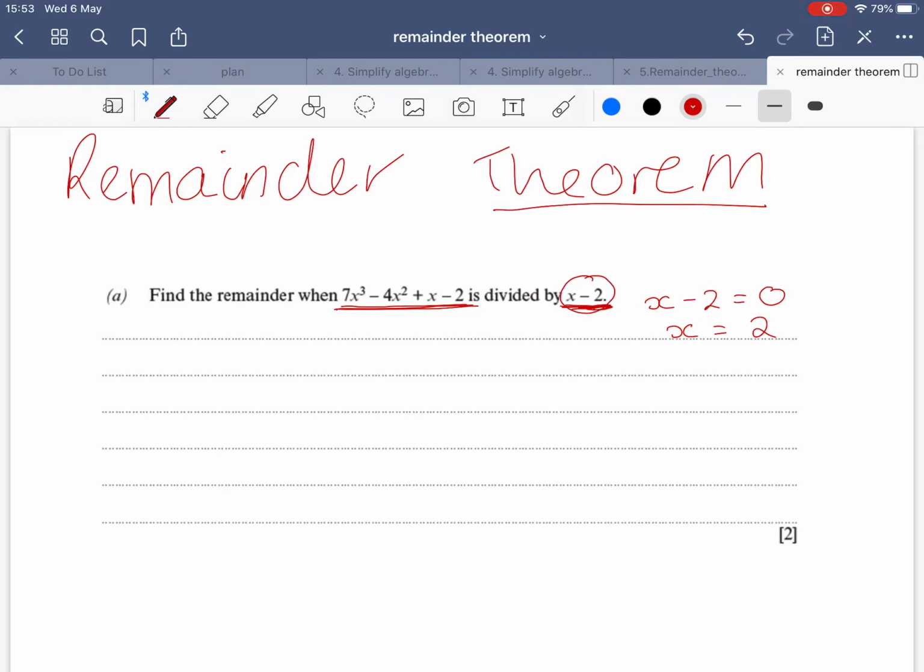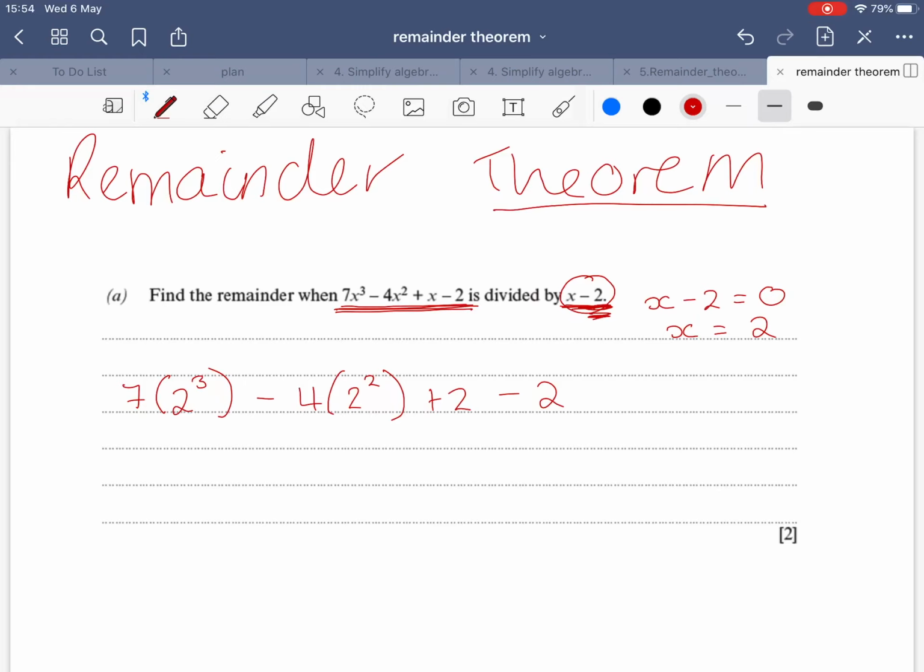So first start with this, find out where your x is, x equals 2, and substitute that into the thing we're trying to divide, and your remainder will come out. So instead of 7x cubed, I'm going to do 7, substitute in my x equals 2, so I'm going to do 2 cubed minus 4 lots of 2 squared plus 2 minus 2. So I'm just substituting in my 2 because that's what I'm dividing by. You can do that all in one big step if you want to on your calculator.